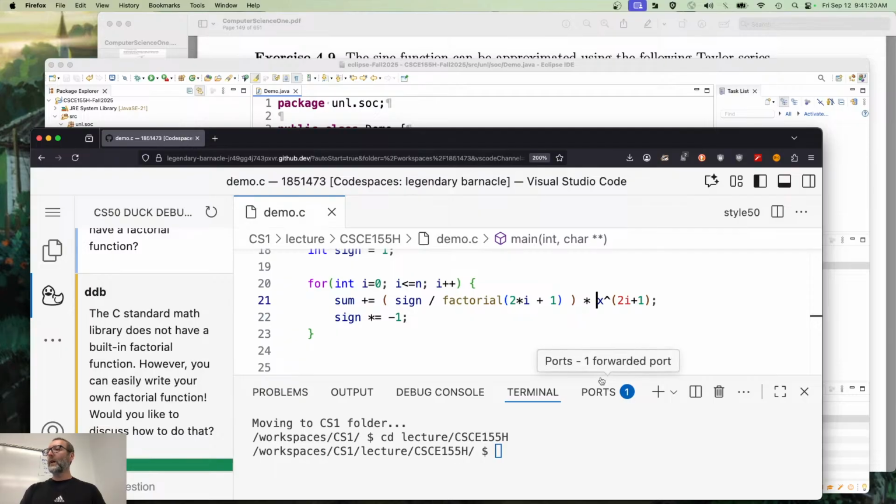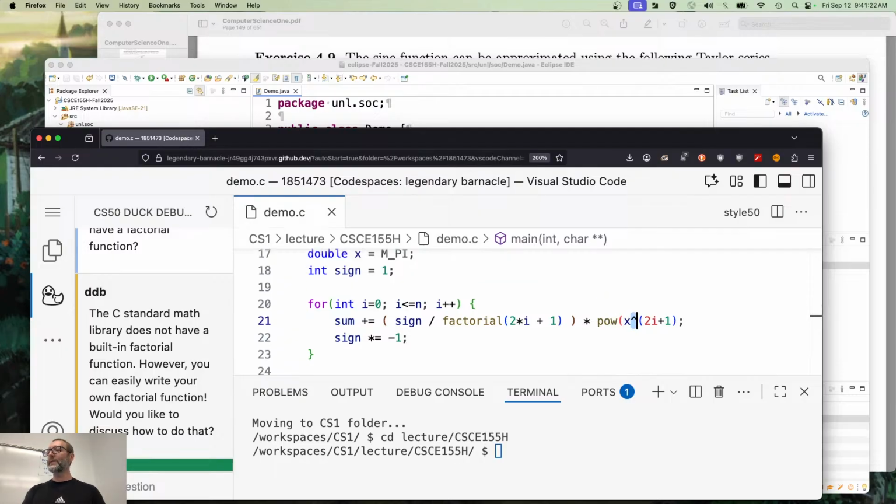All right, so pow is how I do this. And then it's not 2i plus 1, it is 2 times i plus 1. And then make sure that your parentheses are balanced. I see some redundancies here: 2i plus 1, 2i plus 1. First of all, I should have consistent spacing. And I'm doing that twice. What I could do is put that into a variable so I'm not doing it twice.